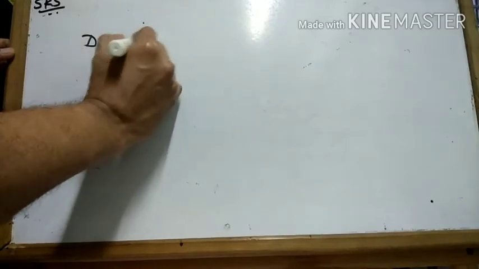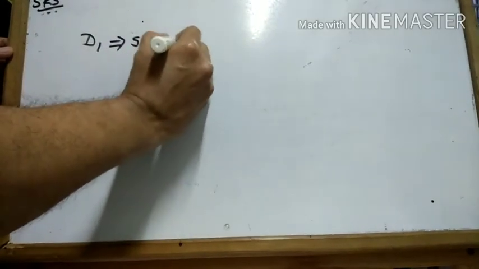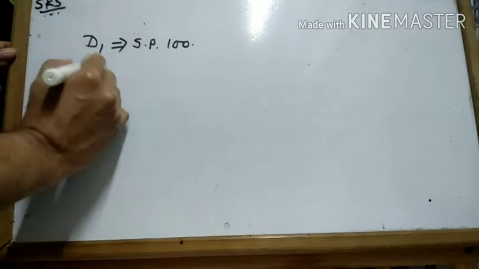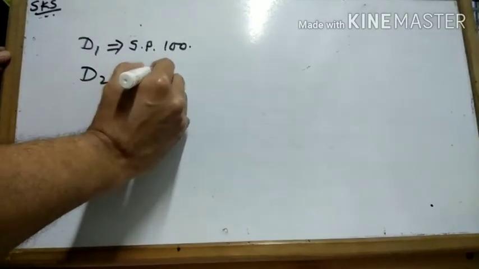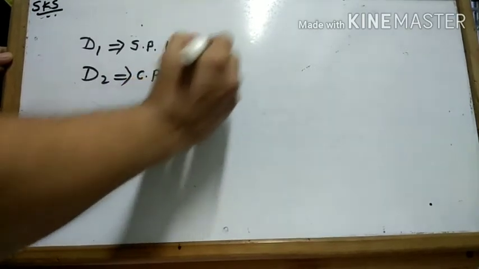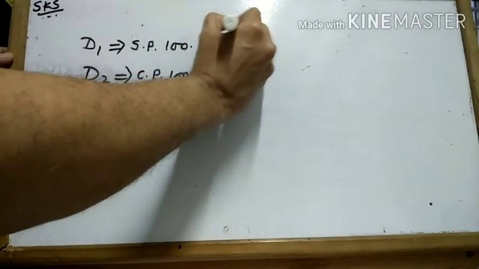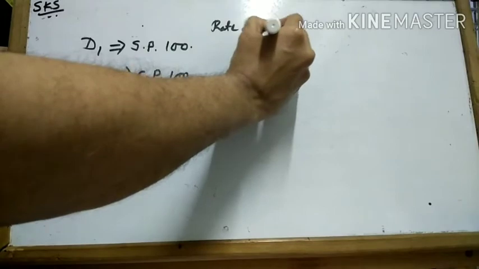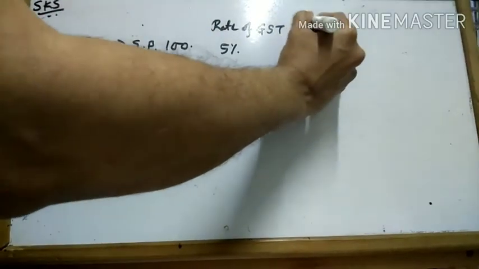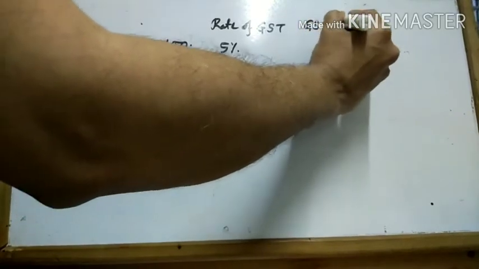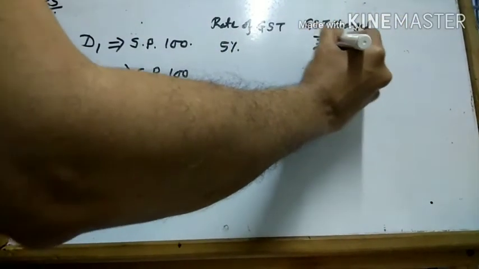His SP is rupees 100. He sells it to dealer 2. So for dealer 2, CP will be 100. Say, for example, the rate of GST is 5%. Then the GST charged by dealer 1 will be rupees 5.